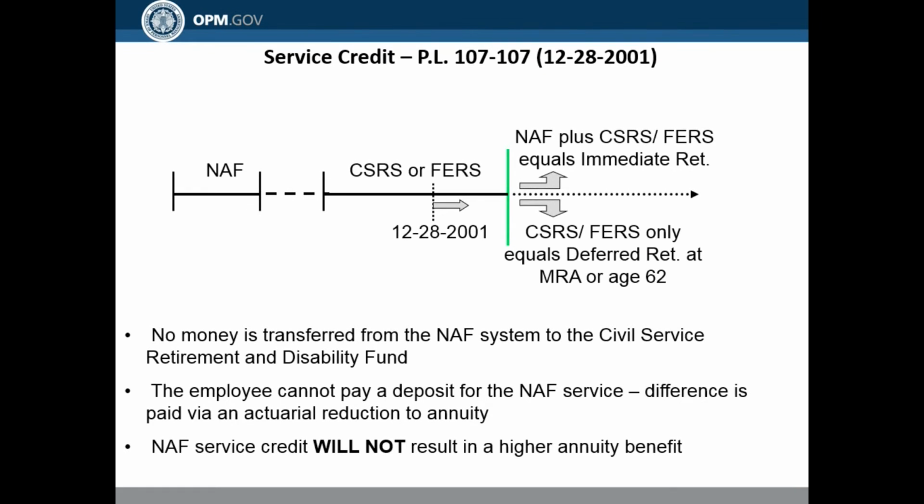No money is transferred from the NAF system to the Civil Service Retirement and Disability Fund. The employee cannot pay a deposit for the NAF service. The difference is paid via actuarial reduction. NAF service credit will not result in a higher annuity benefit. Okay, that's really important to be aware of. NAF service in this situation under Public Law 107-107, again, will not result in a higher annuity benefit. It has to be cost neutral.